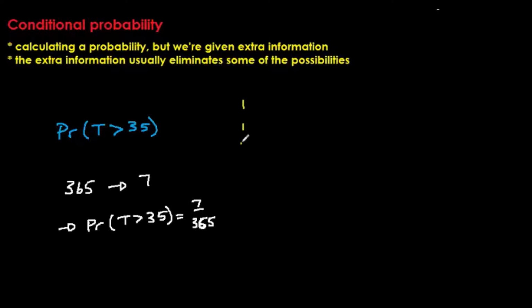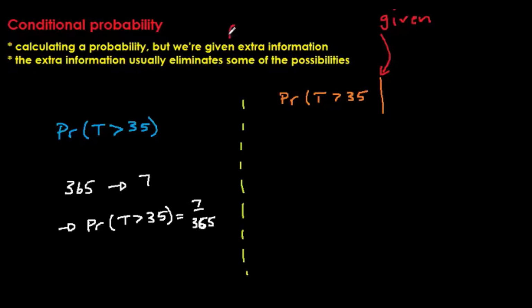But if I get into conditional probability, I might ask for the probability that the temperature is above 35 given, and that's the sign for given, and that's a key word for conditional probability. And look, there it is already there. What an amazing coincidence. Given that the temperature was above 20 degrees.